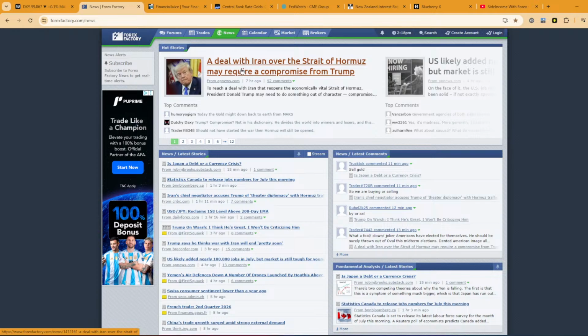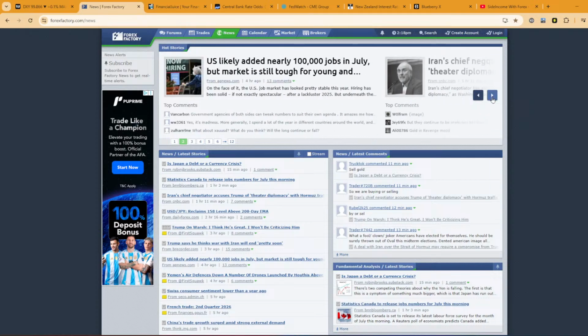So you see, for example, here, seven years ago, what she said, Trump: a deal with Iran over the Strait of Hormuz may require compromise from Trump. Yeah, the TACO phenomenon, you already know. What's next? US likely added nearly 100,000 jobs in July, but the market is still tough. Yeah, we could potentially have a continuation of this tough market.